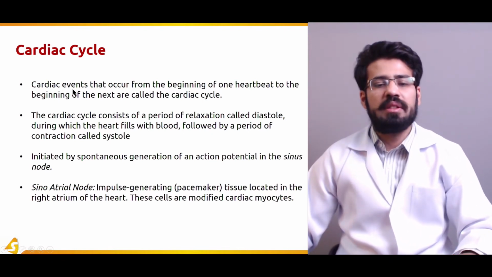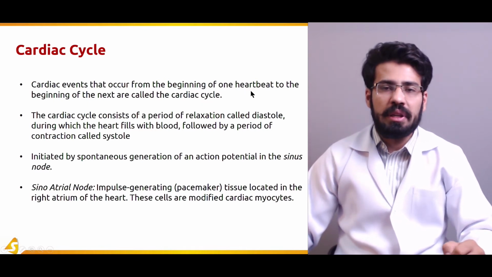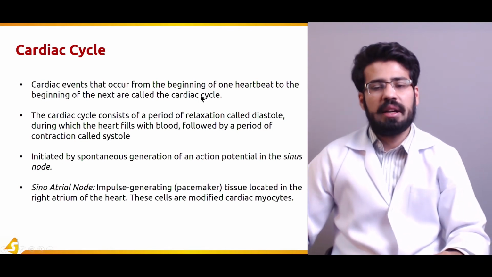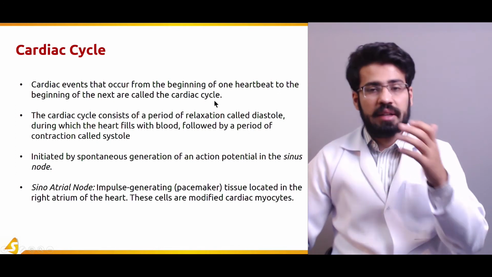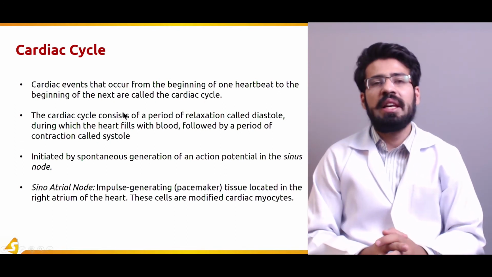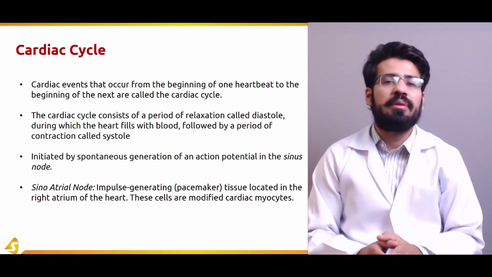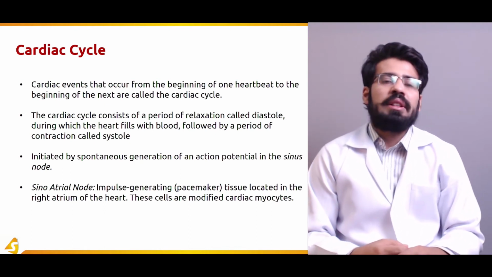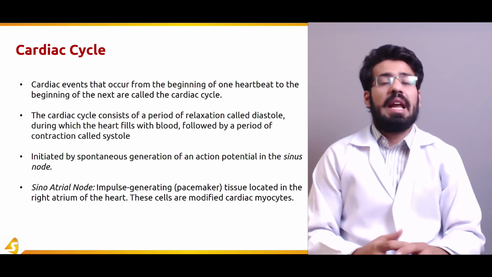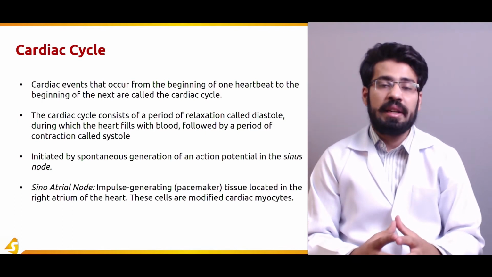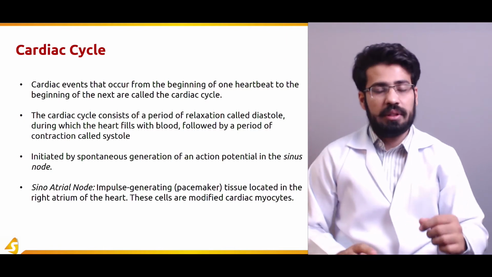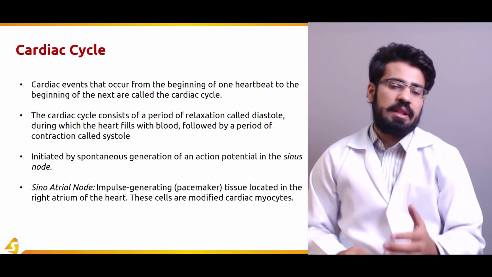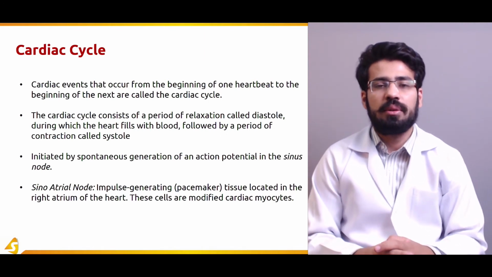The cardiac events that occur from the beginning of one heartbeat to the beginning of the next are basically the cardiac cycle, because it's a cycle, so it starts from one and ends at the other. If we majorly divide the cardiac cycle, it will be divided into two phases. Number one is the diastole, the other one is the systole. Now, the diastole, as the name indicates, is the period of relaxation. During the phase of diastole, the atria and the ventricles relax and fill with blood. This is followed by a period of systole.